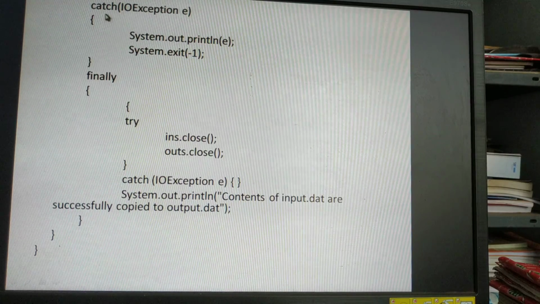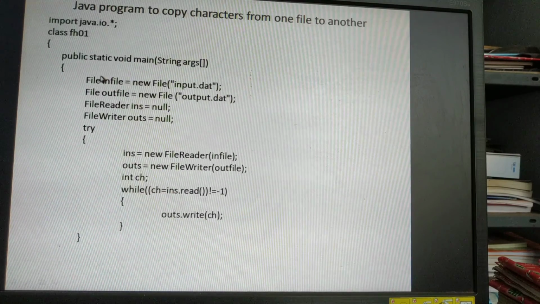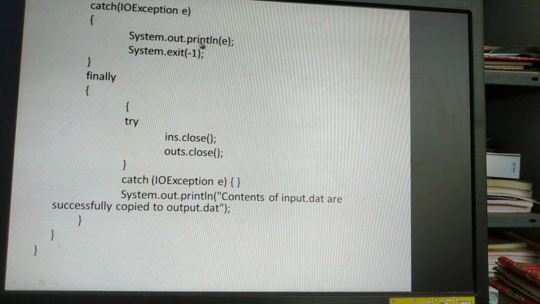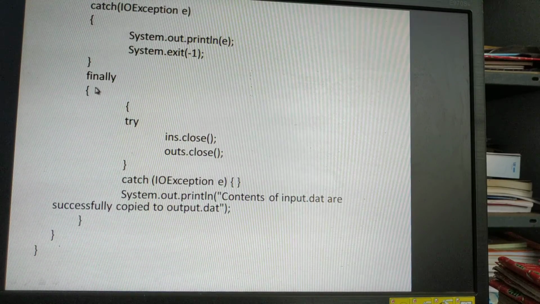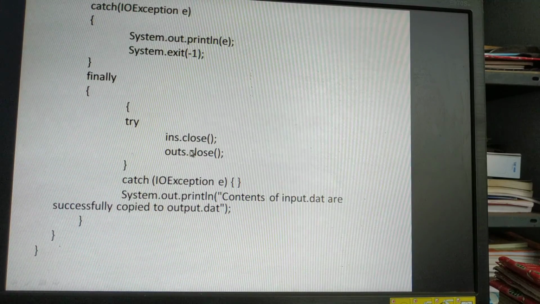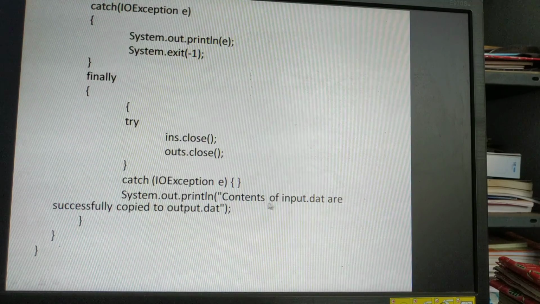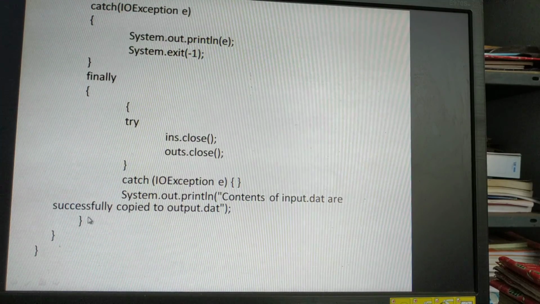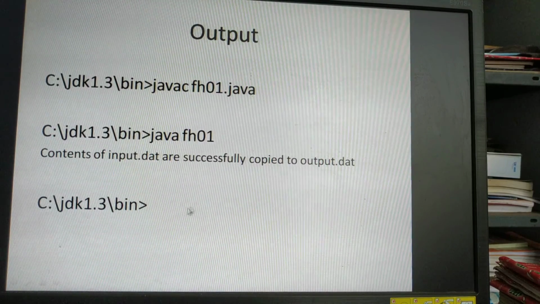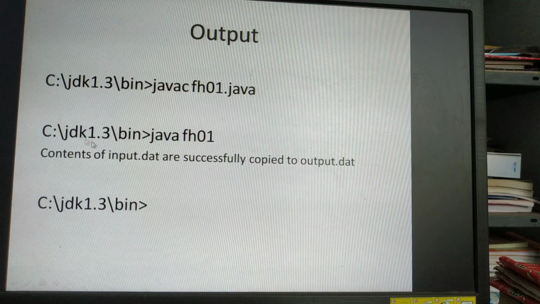Then catch, I am having the try and catch block here, so it will display the error on the screen. Finally, this will always be executed because it is put under finally. So both the files will be closed. Then it is going to display that contents of input.dat are successfully copied to output.dat, and this is going to be the output of the program.